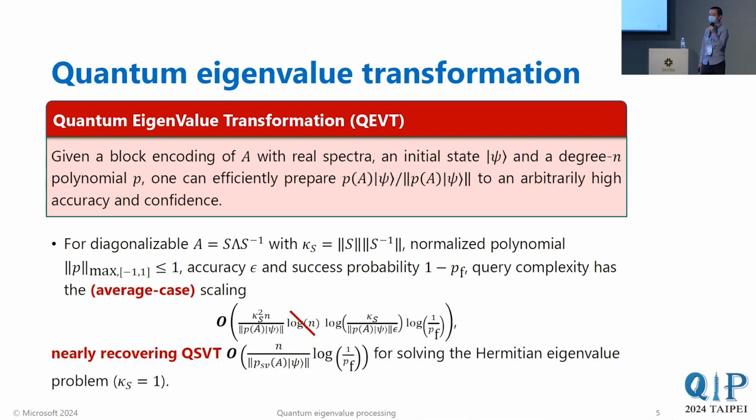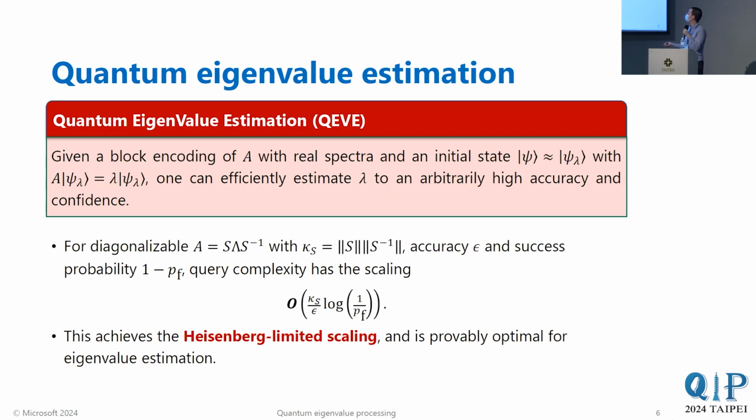So that factor will disappear if you are running this algorithm on average case input. So in any case, the performance of this QEVT algorithm can nearly recover the performance of QSVT algorithm. So it's as efficient as you think it will be.